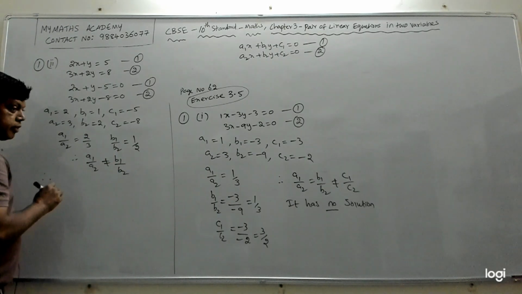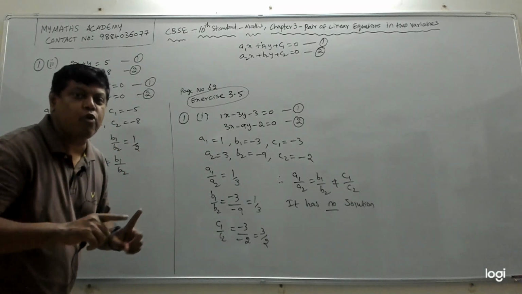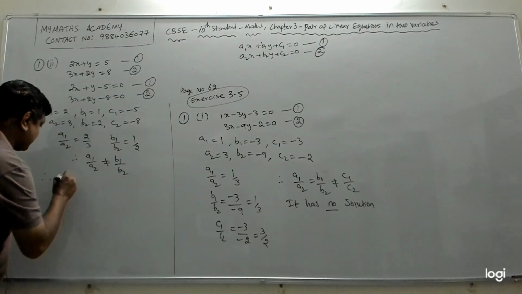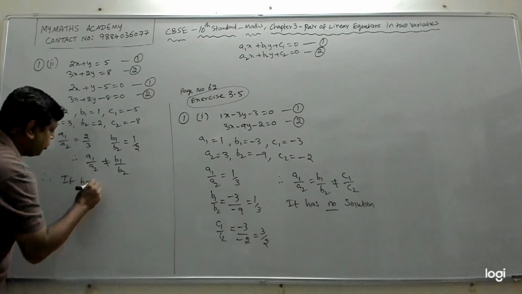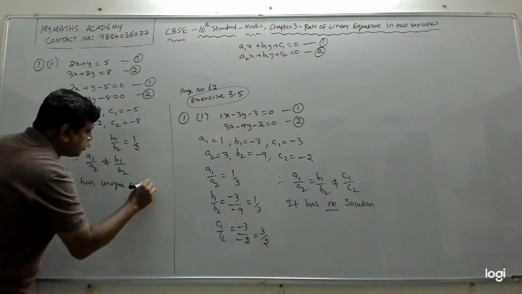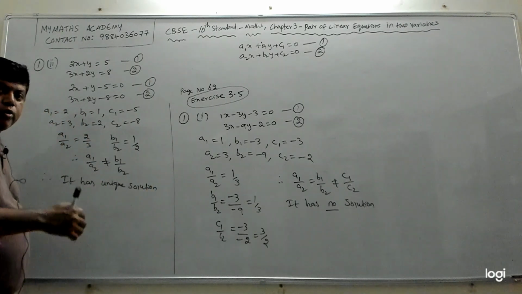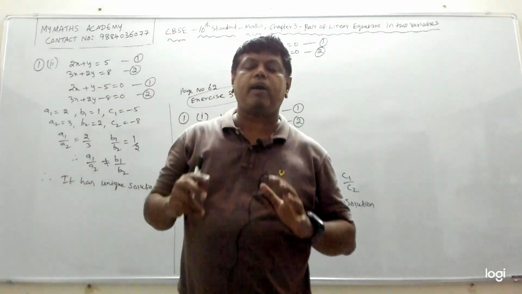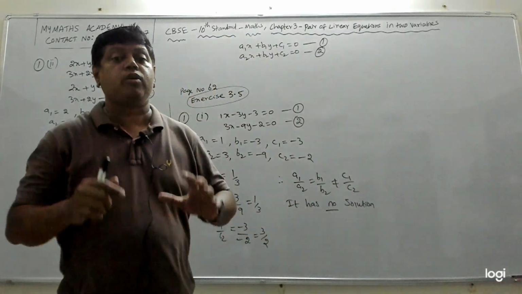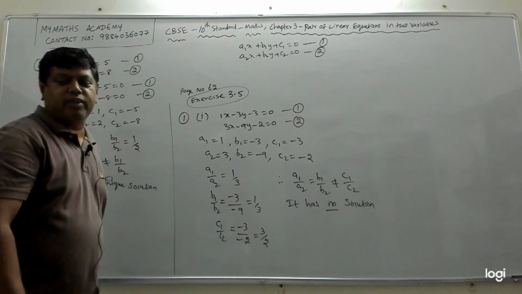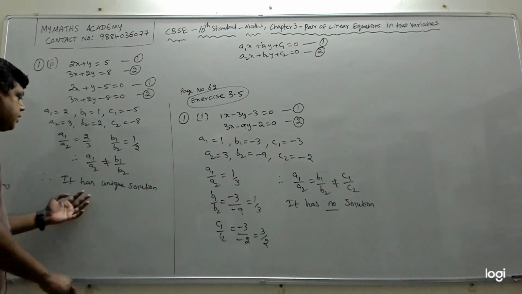Therefore, as per table 3.4 in your textbook, page number 46, it has a unique solution. So the moment it has a unique solution, we have to proceed. We have to continue the problem and find the values of x and y using the cross multiplication method. So we will continue to solve this using the cross multiplication method because it has a unique solution.